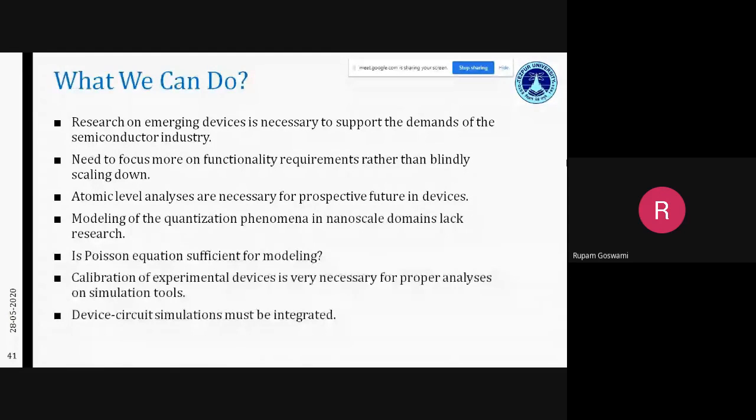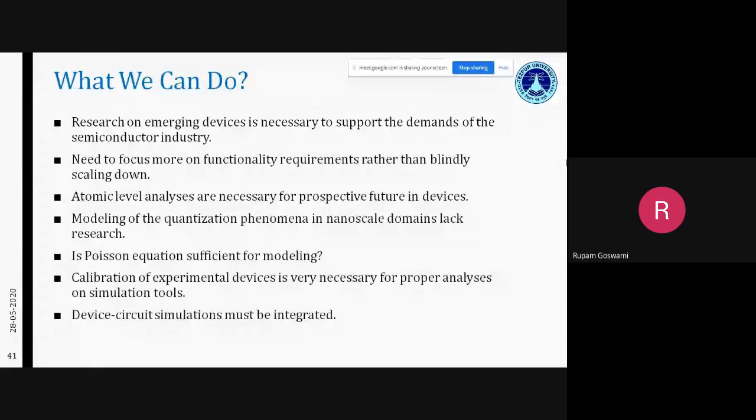So the question is, should we always or blindly scale down our devices, or is this the right time to select a device based on the requirement of the functionality? This is one question which we can explore, and it can lead to a very wonderful research statement.